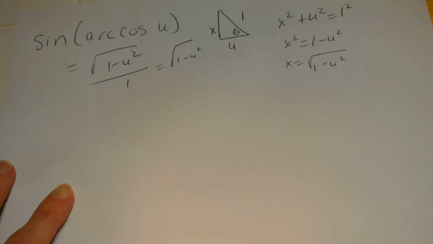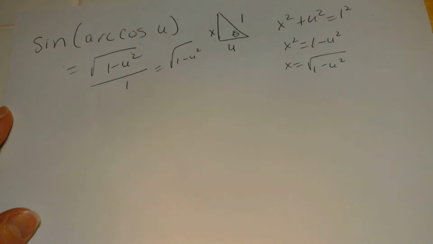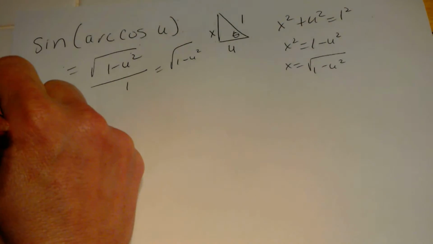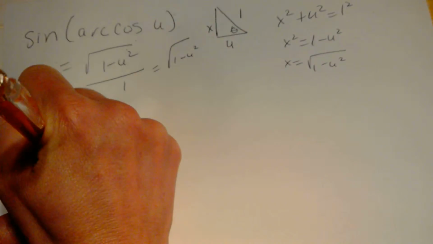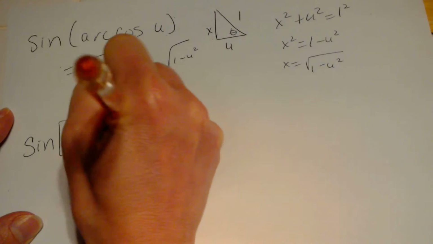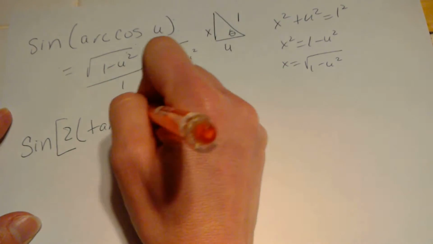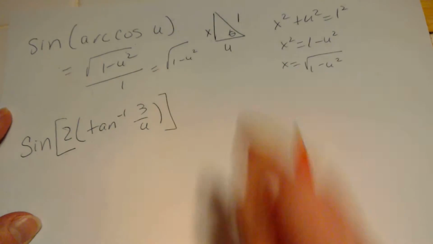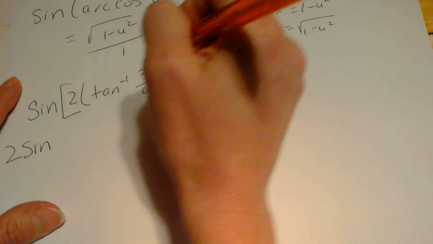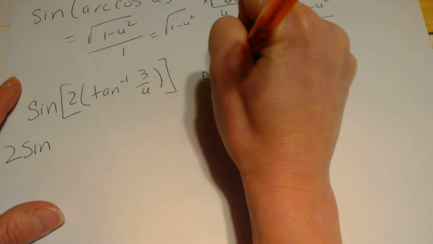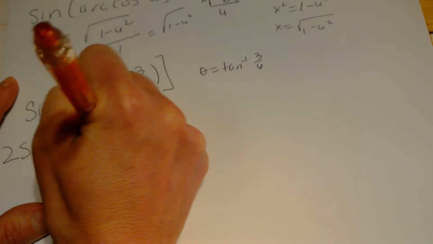Okay, so let's do another one, doing the same thing. What if I had the sine of 2 times the inverse tangent of 3 over u? For this angle, which we'll name theta, my formula for sine of 2 times an angle is 2 sine theta cosine theta.